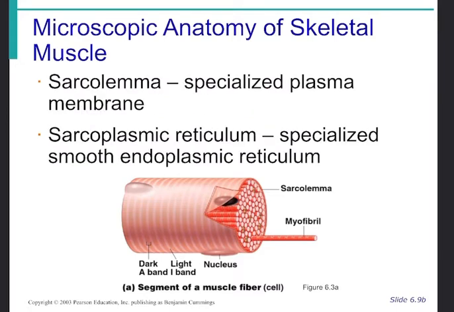Now we're going to talk more about sarcolemmas and sarcoplasmic reticulums. Sarcolemma is a specialized plasma membrane, and it also acts as like a barrier for extracellular and intracellular components. And then the sarcoplasmic reticulum is a specialized smooth endoplasmic reticulum, whose main function and job is to store calcium ions, and if I'm not mistaken, they release homeostasis as well.